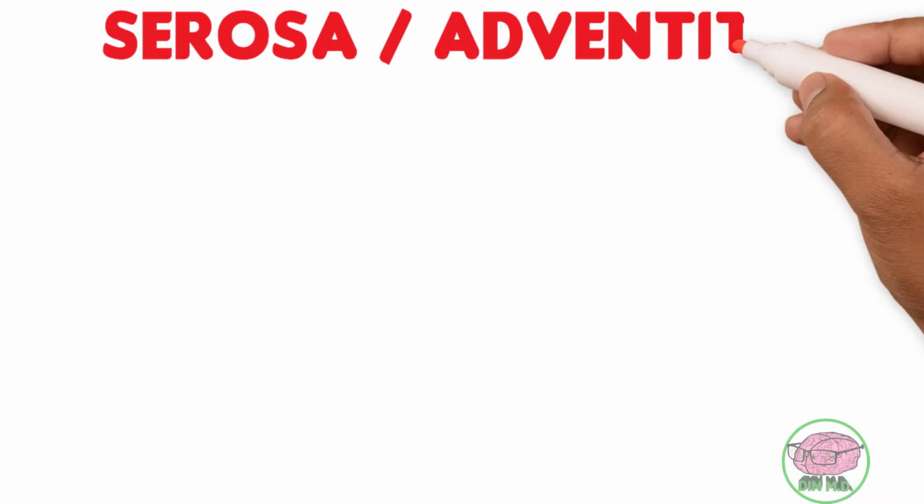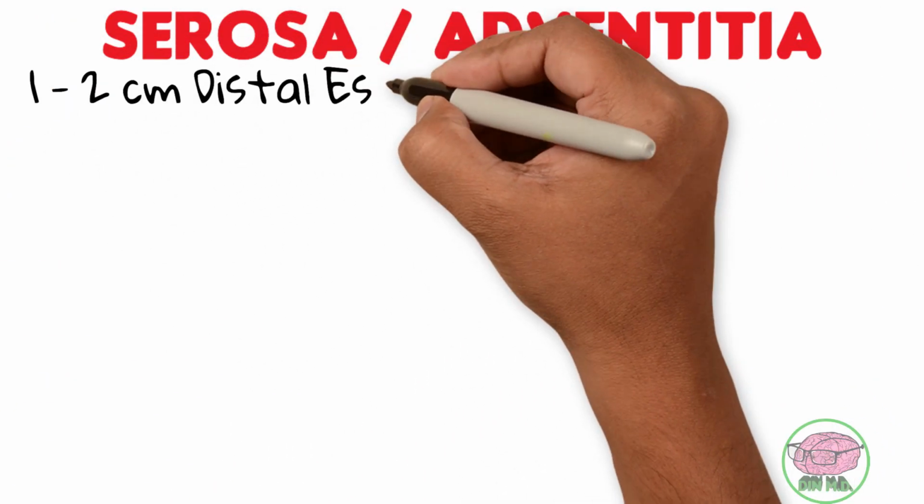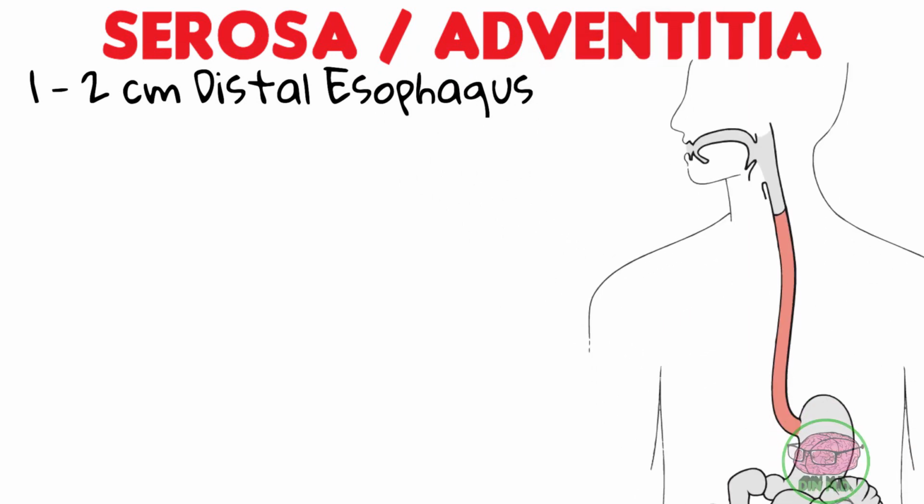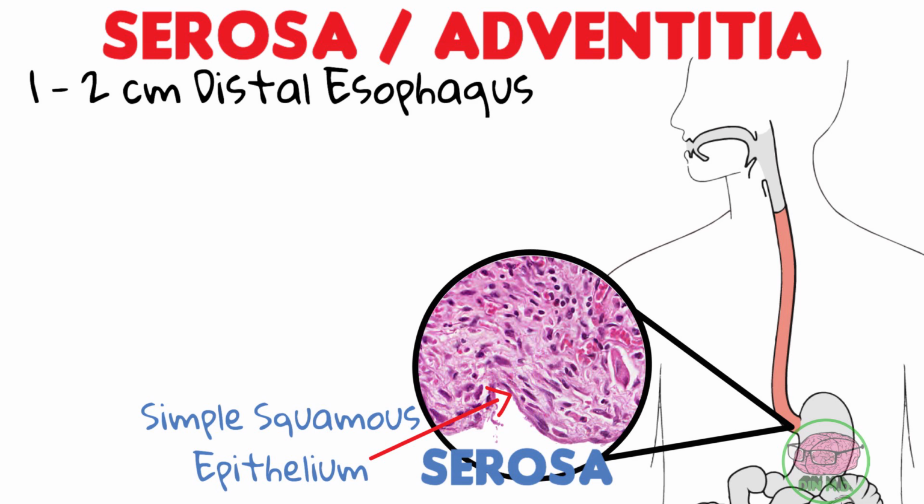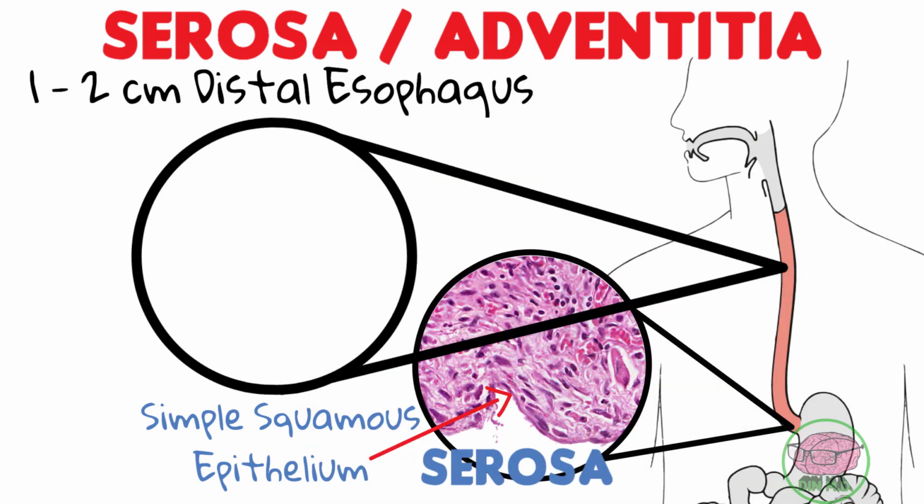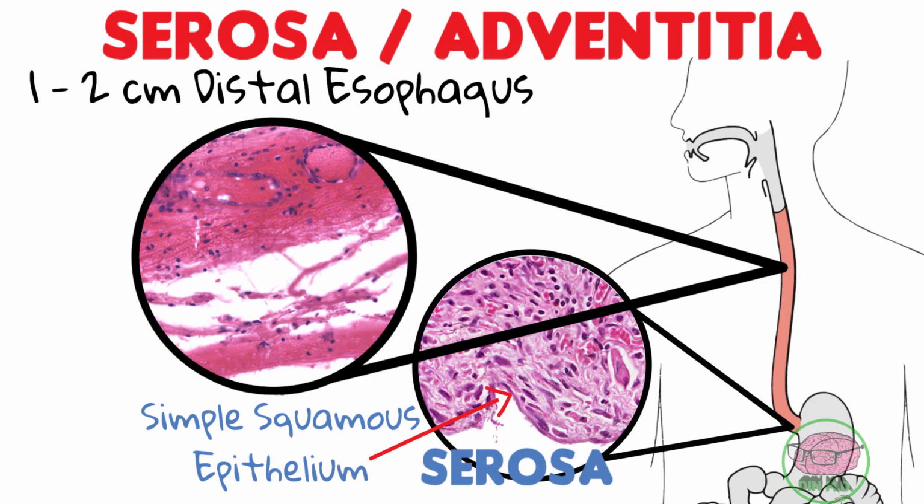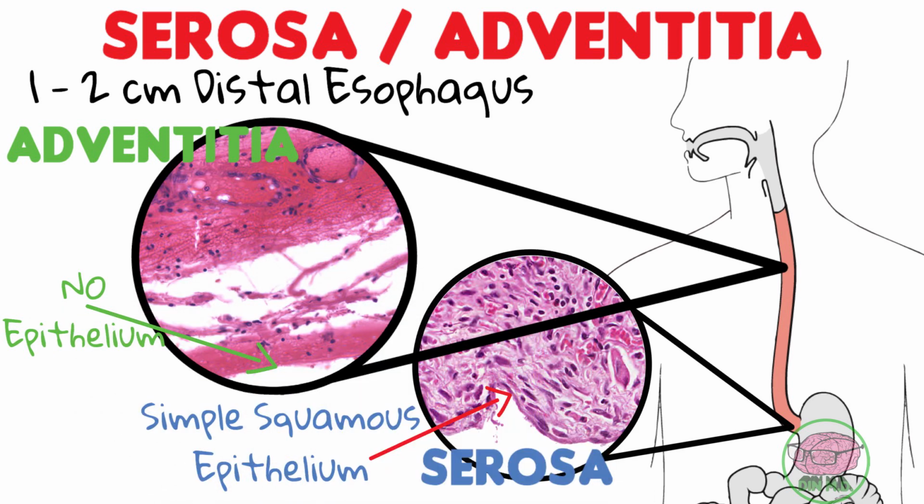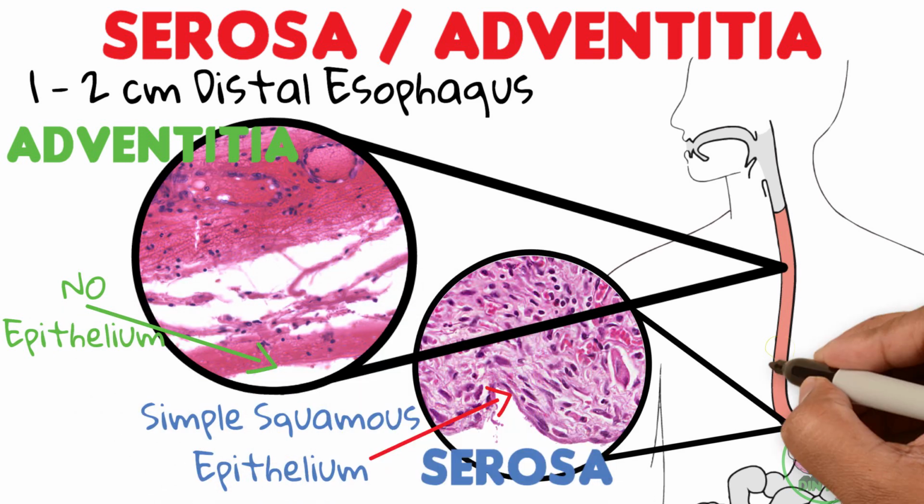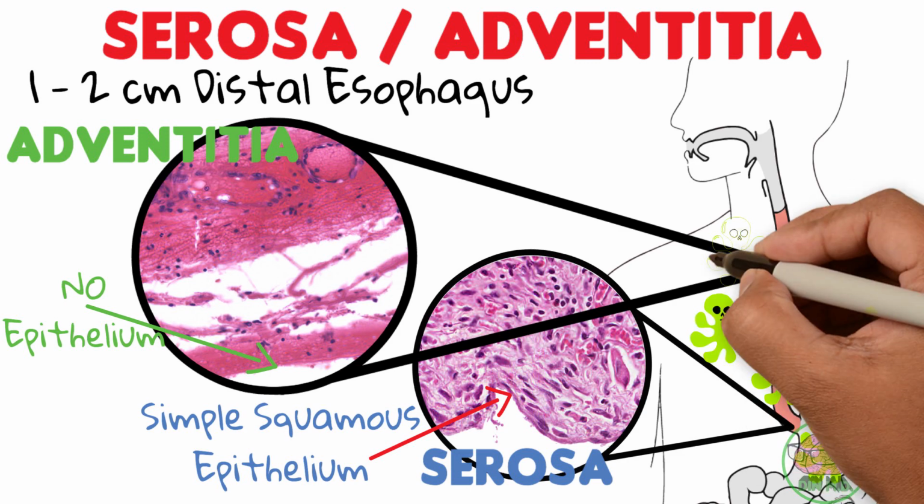And finally, only 1 to 2 centimeters of the abdominal esophagus in the peritoneal cavity is covered by the serosa. The rest of the esophagus, meaning the cervical and the thoracic esophagus, is only covered by adventitia. This lack of serosa that acts as a barrier is the reason that esophageal cancer metastasizes quickly.